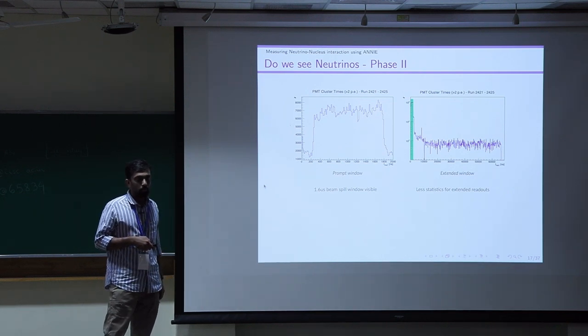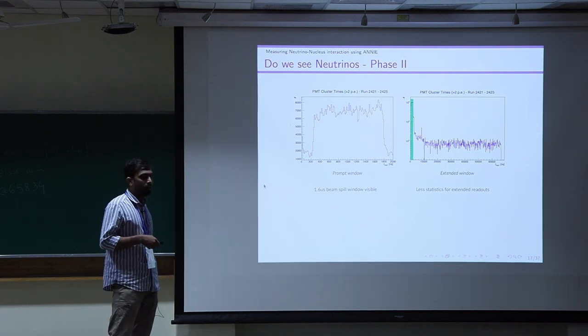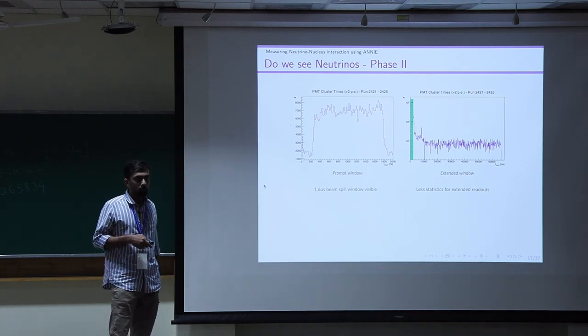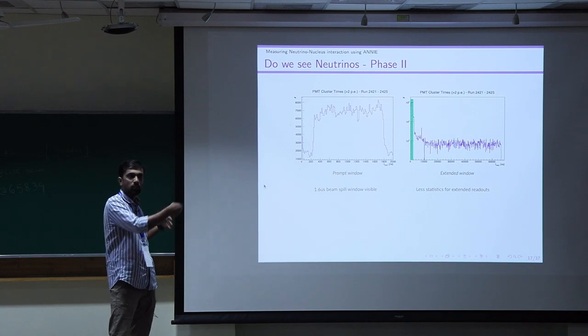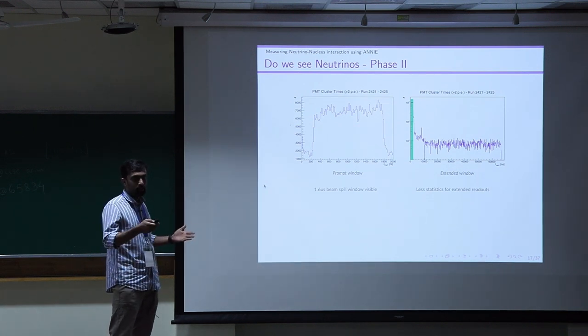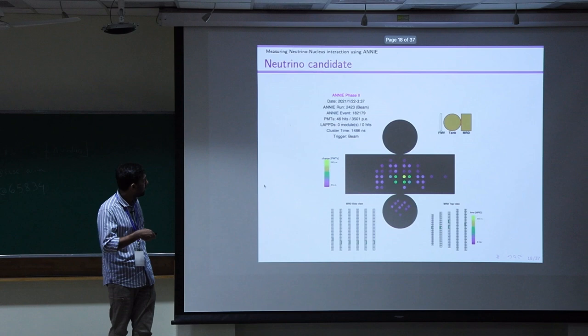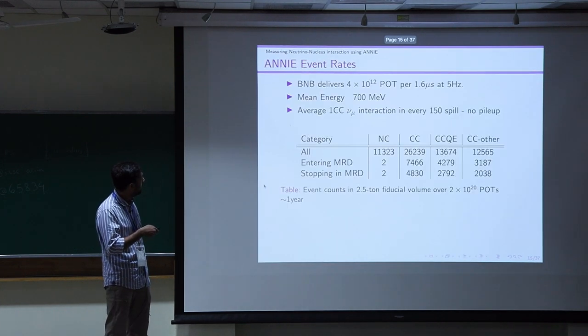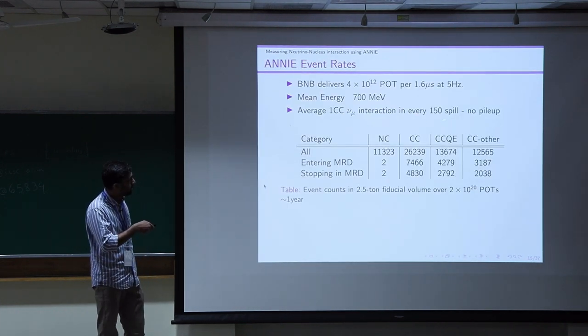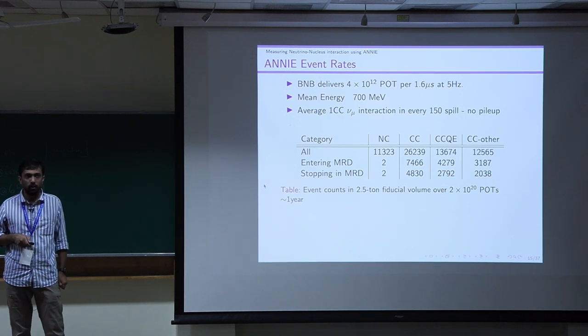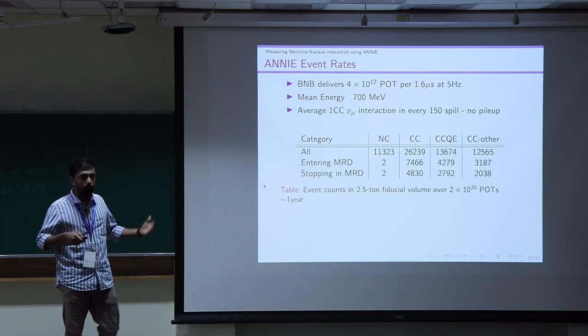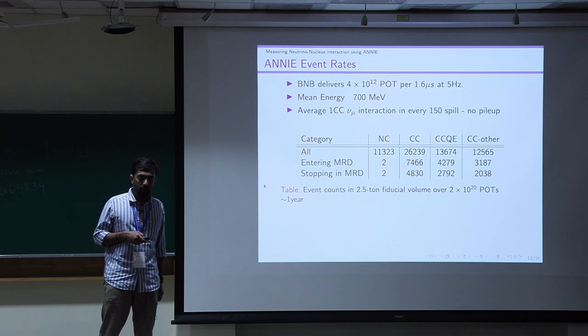So per beam you expect less than one neutrino event. Is that correct? Yes, per spill that is true. It's a near detector, so you will get more statistics compared to the far detector, but still it is per spill. I think I have mentioned it somewhere here: one per 150 spills. So there is no pile up, and we don't have to worry about reconstruction pile up.